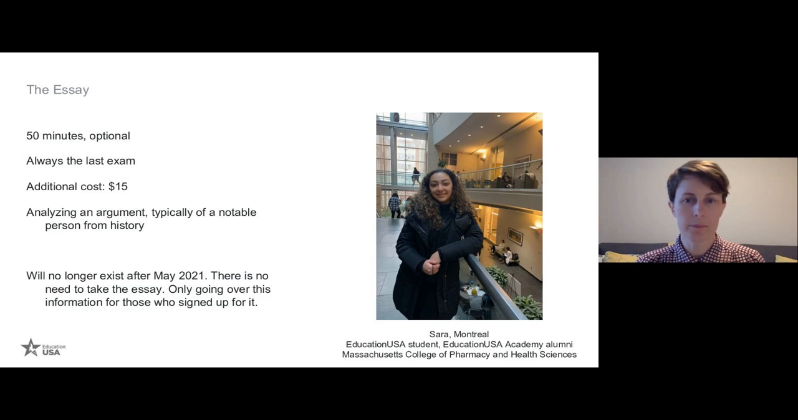Okay, so the essay. The essay is 50 minutes long. It's always the last test. You get a 2-minute break beforehand, so you basically get to stretch and then start the essay. It costs $15 extra. And it's always an analysis. So you will be analyzing an argument from typically a notable person from history, or maybe someone who wrote a compelling article of some kind.